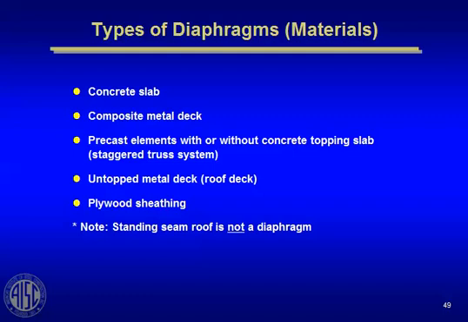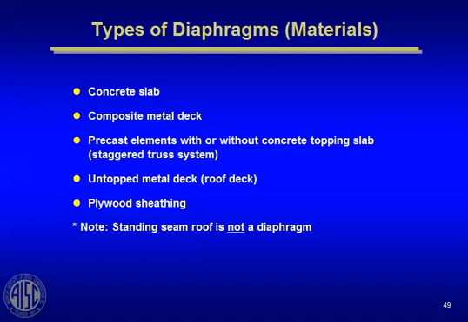Untopped metal decks, like roof decks, have to act as diaphragms to distribute the in-plane wind shears or seismic shears over to the lateral load resisting elements. And even in apartments and residential construction, plywood sheathing is very common as a diaphragm, both in a vertical plane and also in a horizontal plane.